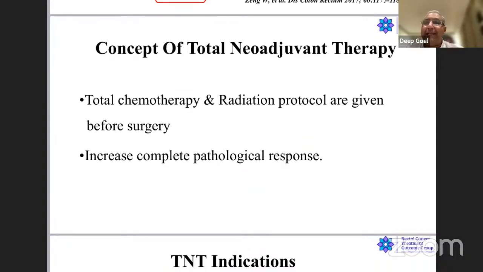Coming to the concept of total neoadjuvant therapy, which in the last couple of years is catching up. What does it mean? It means total chemotherapy and or radiation protocols are given before surgery or sandwiched in between the whole treatment. It increases the complete pathological response. Some of the papers, repeated trials are showing that up to 38% complete response is being seen with total neoadjuvant treatment.